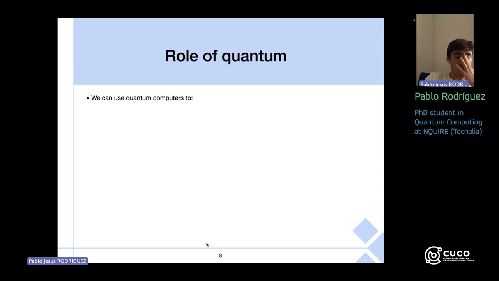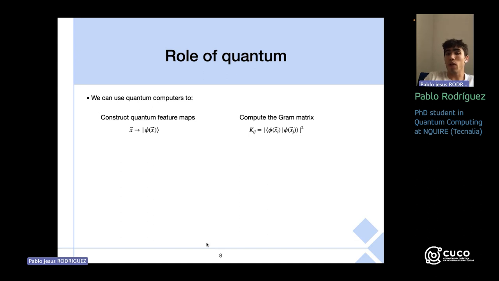Basically, and I think it's easy to see, we can construct quantum feature maps. I have shown you that when a problem is not linearly separable, we need to find a suitable feature map in order to find a higher dimensional space where we can separate the points linearly. And we can compute the Gram matrix. The Gram matrix is just the overlap between these feature vectors after the transformation.